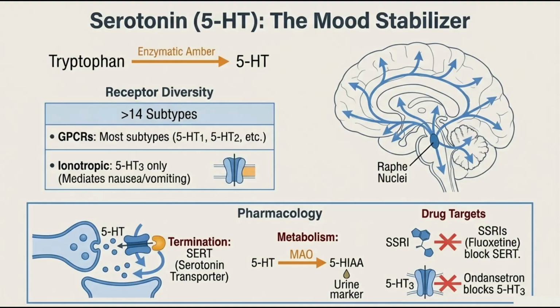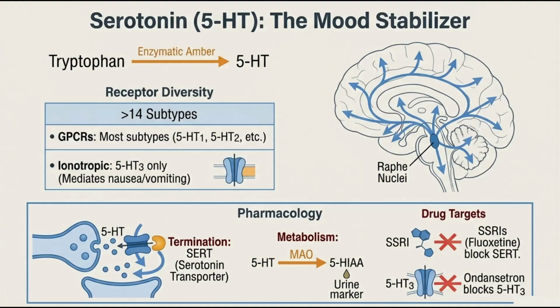But the other receptors, like 5-HT1A or 5-HT2A, are the ones involved in mood and anxiety. And psychosis and even hallucinations. Psychedelic drugs like LSD are potent partial agonists of the 5-HT2A receptor, for instance. And termination is, once again, reuptake, this time via SERT.